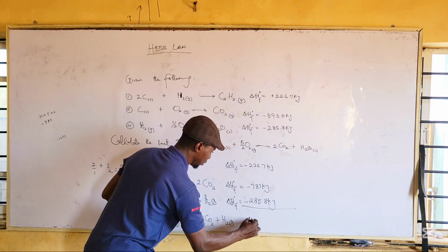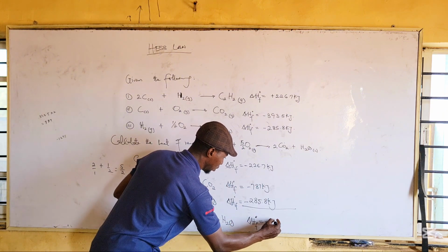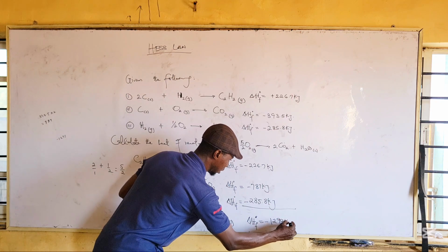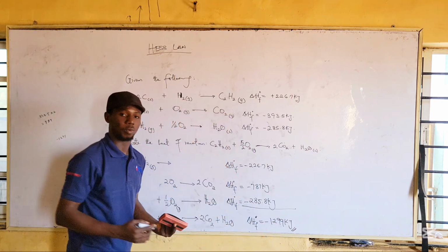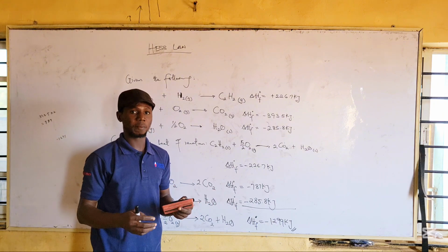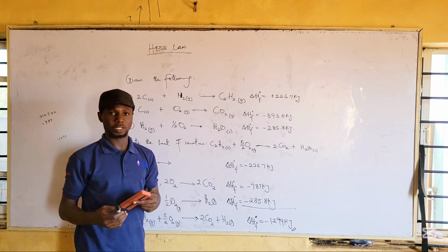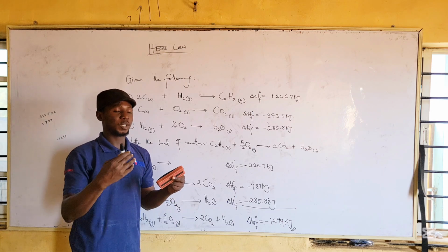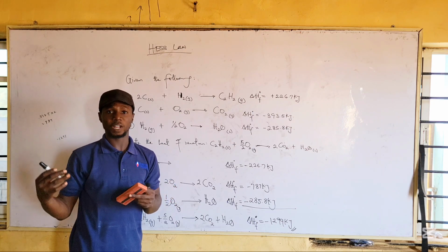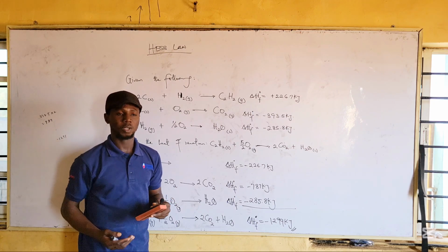The change in standard heat of formation is equal to minus 1299 kilojoule. So this is how Hess's law works. We are going to add the individual equations, sum them up together, for you to get the equation in which you are asked to calculate the heat of reaction. It also shows that even if you break reactions into several other steps, the heat of reaction still remains the same. Thank you, and you're welcome.